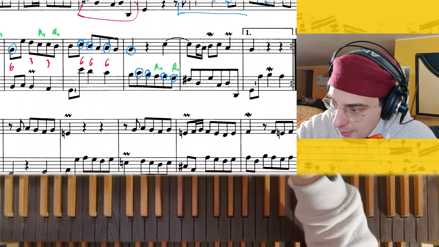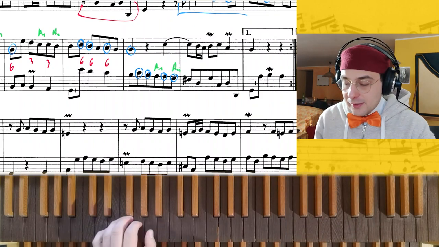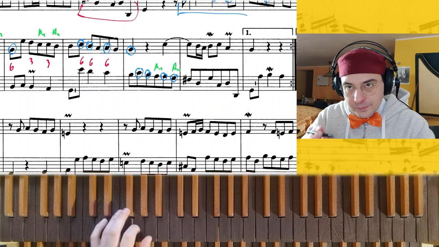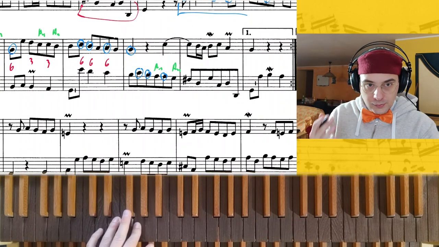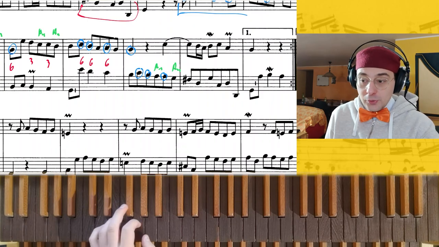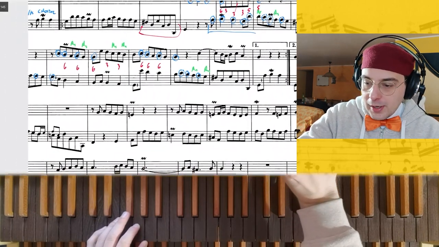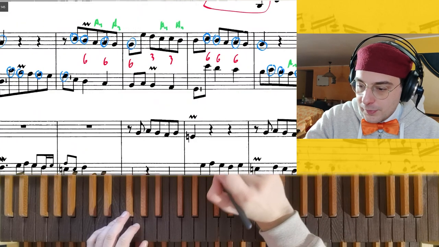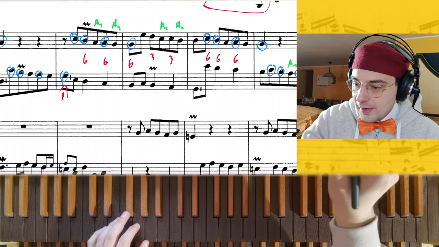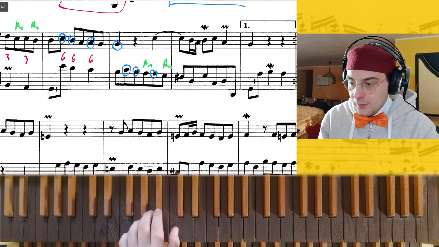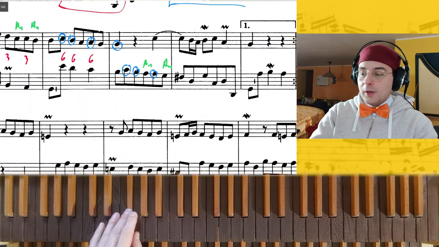anticipation, okay, in this case we don't have, this is actually a passing tone because we are going to a cadence, we don't have anymore as we had before in this point, for example. Okay, so cadence.